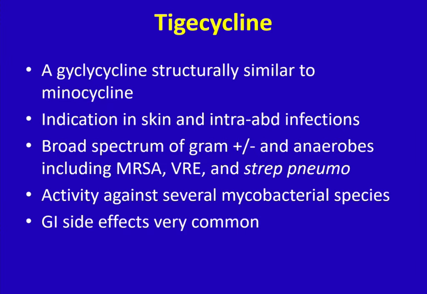Tigecycline is a glycylcycline structurally similar to minocycline. So it's like minocycline plus. Its indications are skin and intra-abdominal infections, and early on when it was marketed, a lot of people used it for intra-abdominal infections, and we weren't sure we were making people better or sicker with the GI side effects people were having. It has a pretty broad spectrum of activity, gram-negative and gram-positive coverage with some anaerobic coverage, including VRE, MRSA, and strep pneumo. It's also becoming known as a potential mycobacterial drug because it has activity against several NTMs. The GI side effects are probably one of the rate-limiting side effects.